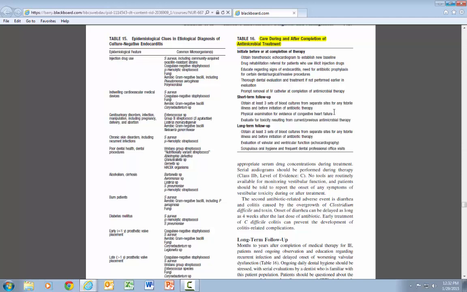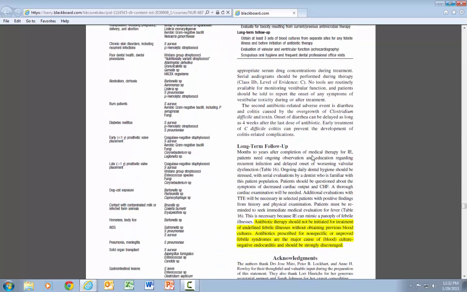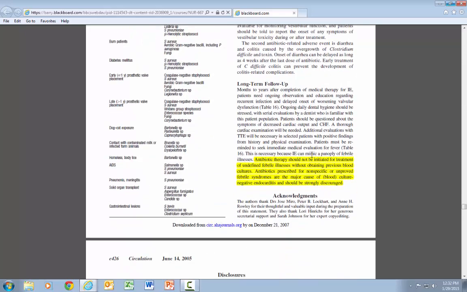So you have to monitor the patient for any type of CHF symptoms, any toxicity to this antimicrobial therapy, and long-term follow-up. You need to again obtain blood cultures for any febrile illness, and echocardiography. You should follow the patient for this. And this is highlighted because it's super, super important to have in mind.